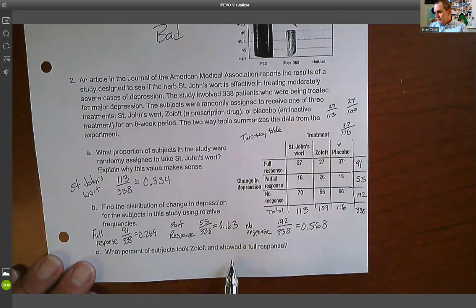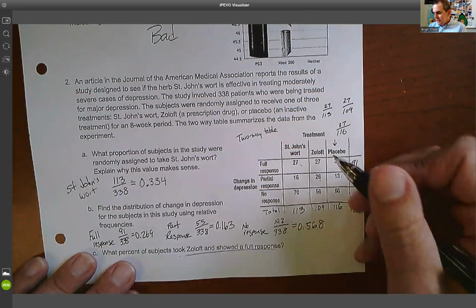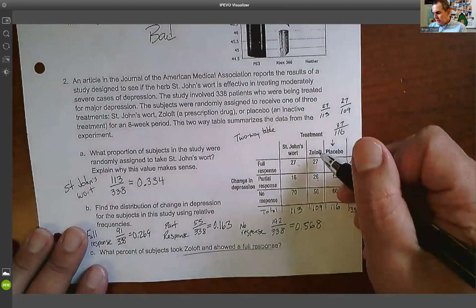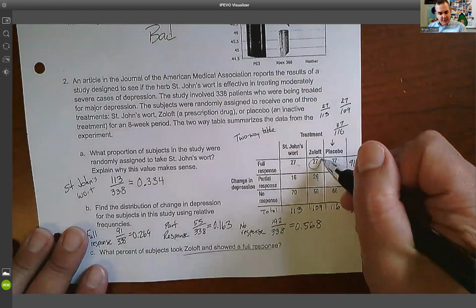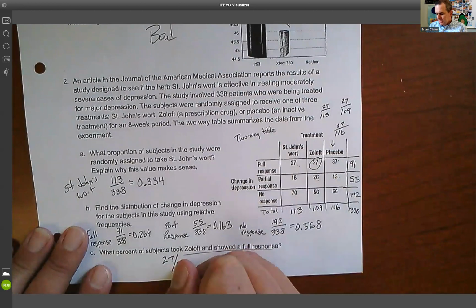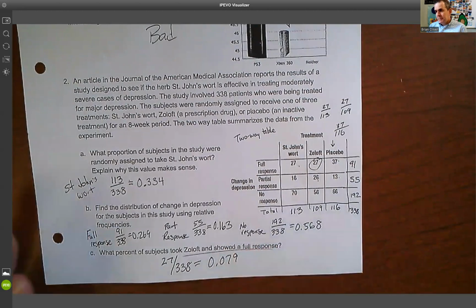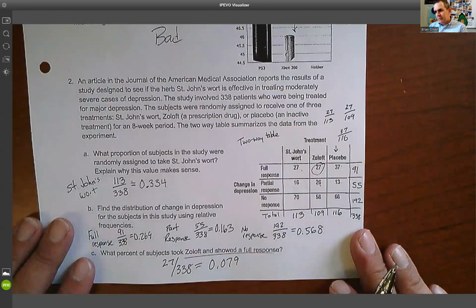The next one, what percent of subjects took Zoloft and showed full response? So, and is always digging into the table. So we're going to go to Zoloft, full response. That's those 27 people out of the 338 total, which means I think it's like 0.079, about 8%. So in this case, that would be reading that table.